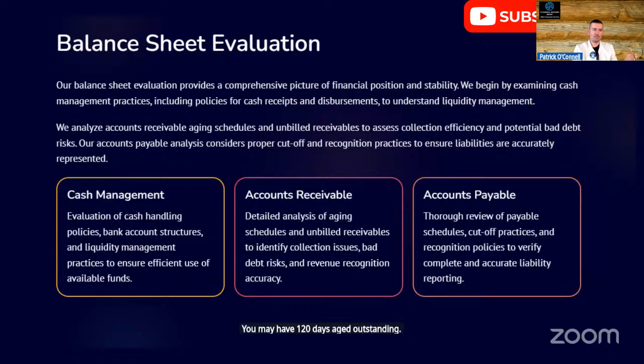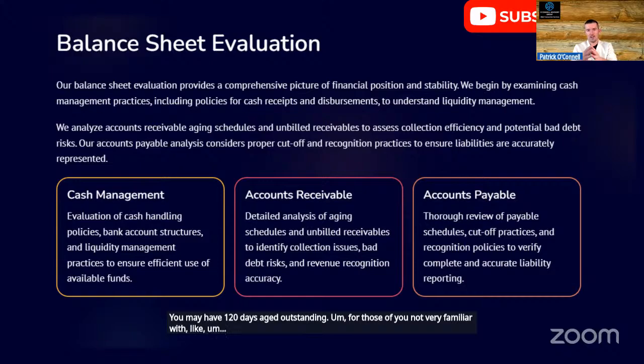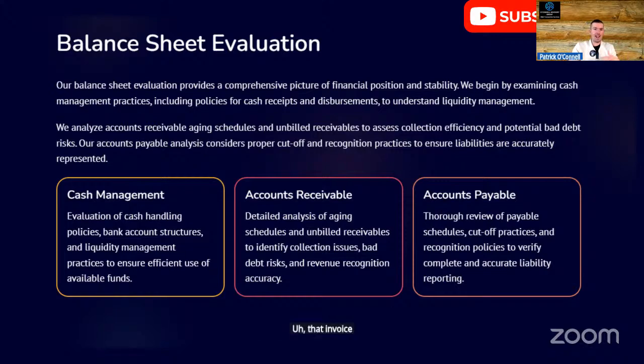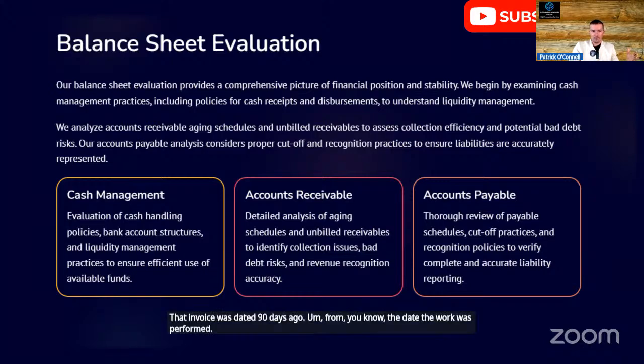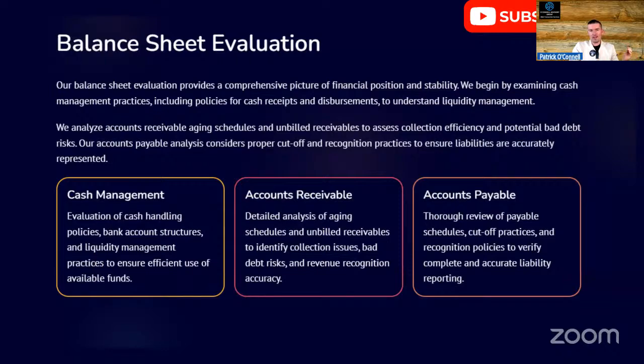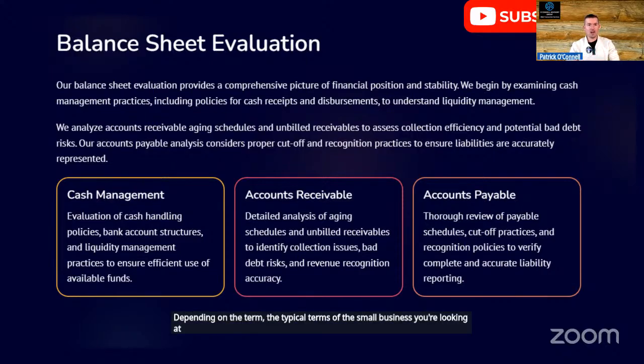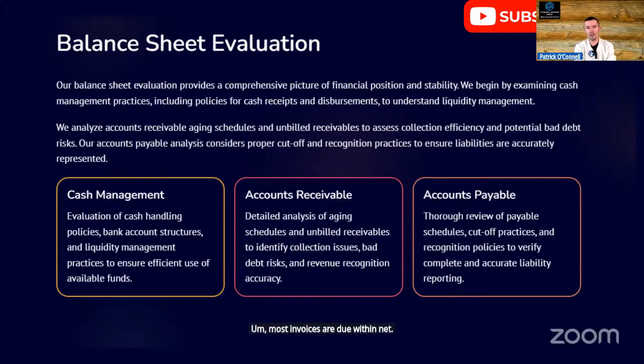For those of you not very familiar with cash practices, 90 days outstanding is if you send a customer an invoice, that invoice was dated 90 days ago, from the date the work was performed. Depending on the typical terms of the small business you're looking at, a lot of businesses operate in net 30. Most invoices are due within net 30 days. Government municipalities may operate as 60 days, so a net 60.